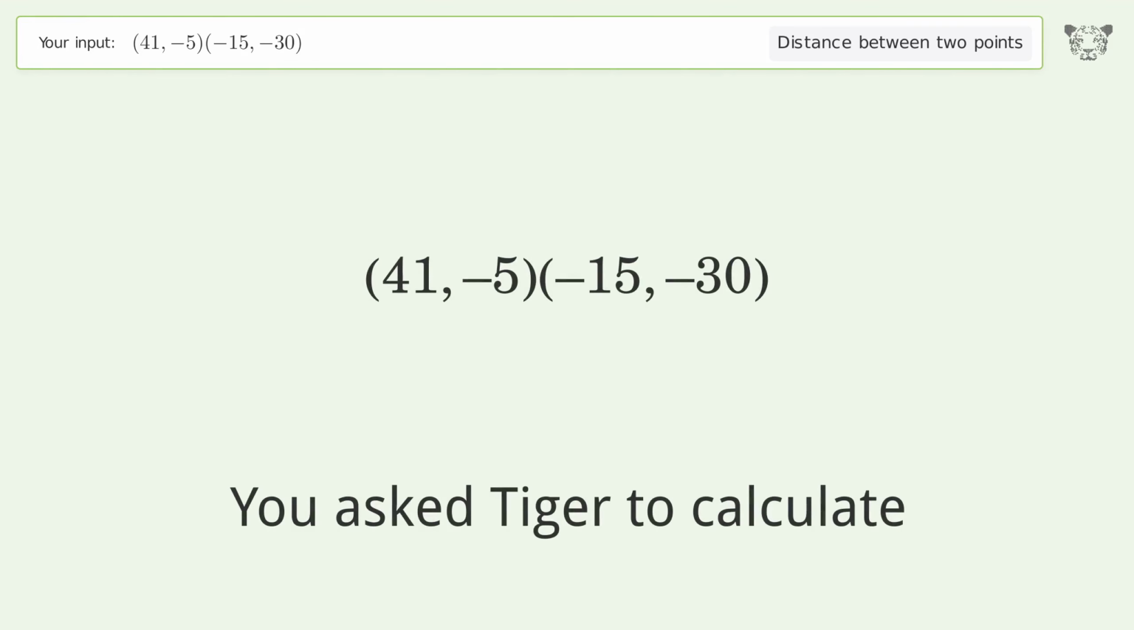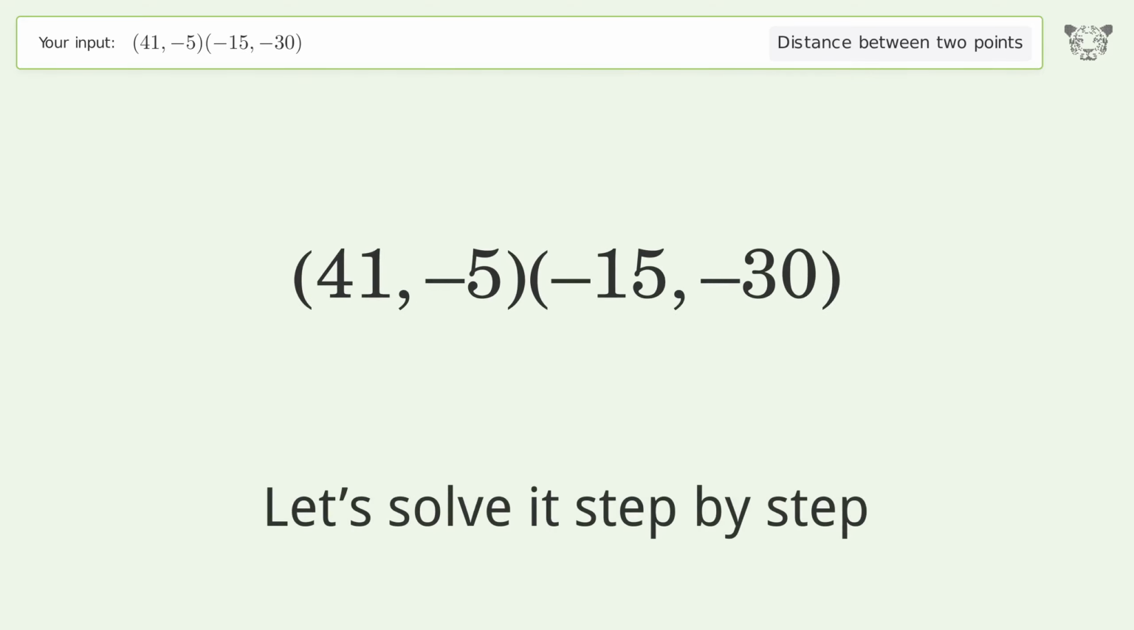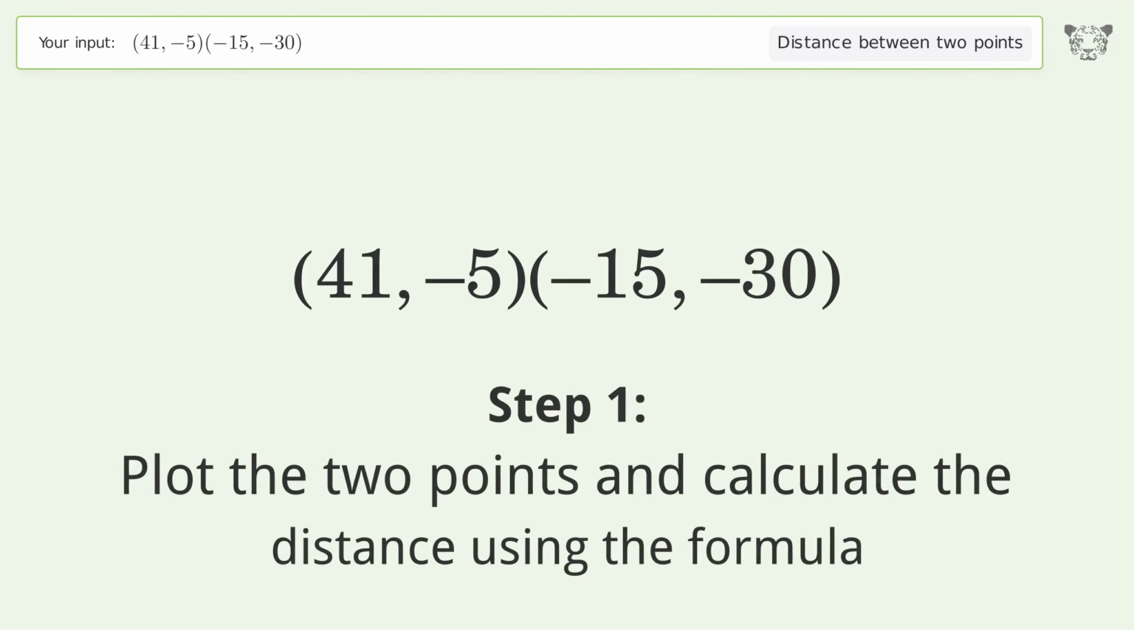You ask Tiger to calculate. This deals with the distance between 2 points. The distance between the 2 points is the square root of 3761, or 61.327. Let's solve it step by step. Plot the 2 points and calculate the distance using the formula.